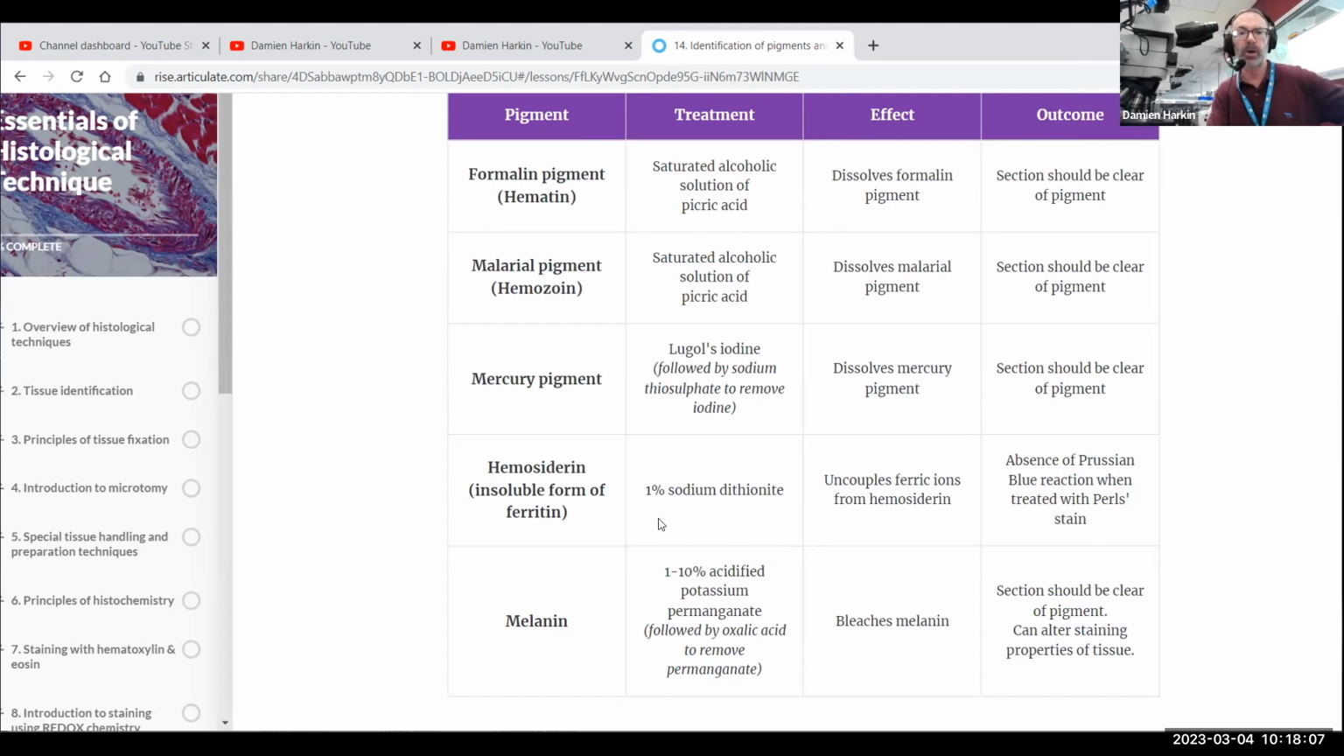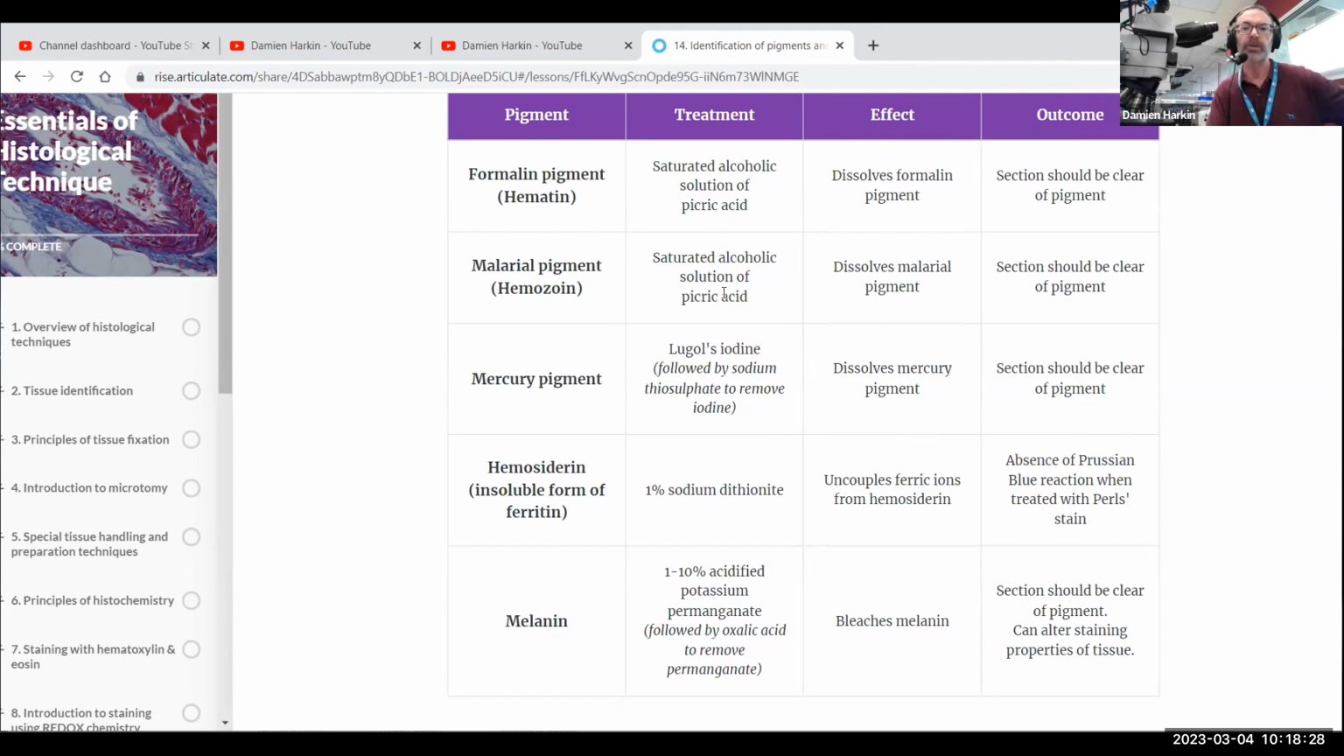The ones that we're going to discuss over the next few minutes will be the use of saturated alcoholic picric acid as a way to remove formalin pigment. It also works on malarial pigment as well if you've got an issue with that.